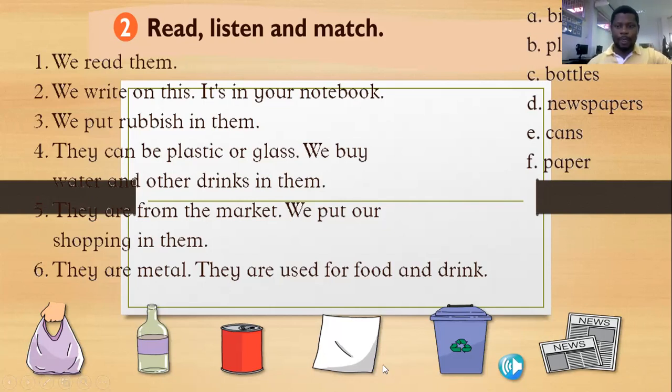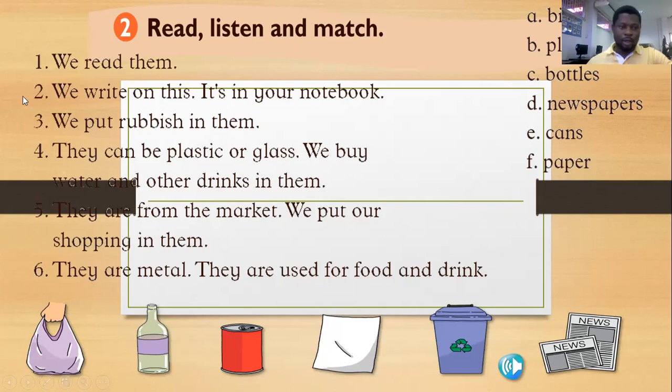All right. So we have here, 1, we read them. 2, we write on this. It's in your notebook. 3, we put rubbish in them. 4, they can be plastic or glass. We buy water and other drinks in them. 5, they are from the market. We put our shopping in them. 6, they are metal. They are used for food and drink. Okay, so we have bins, plastic bags, bottles, newspaper, cans, and paper.